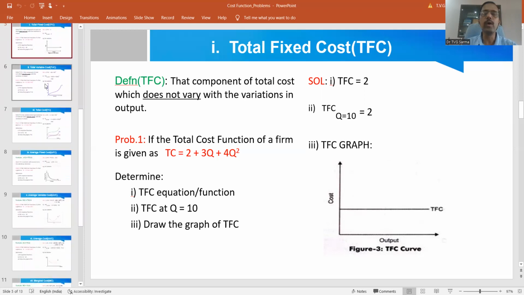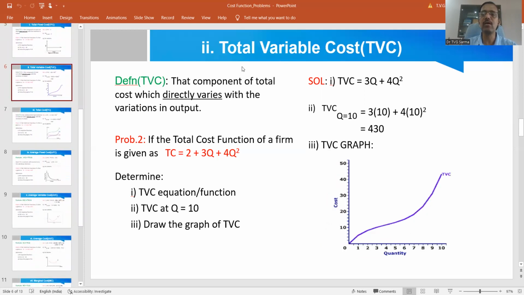Similarly, we can derive what is known as the total variable cost. The second concept is the total variable cost. Now, what does this total variable cost mean? That component of the total cost equation which directly changes with the variation in output. As and when output is changed, that component also goes on changing. This can be illustrated with problem number 2, where the total cost function is given as TC is equal to 2 plus 3Q plus 4Q square. Here we can determine the TVC equation, TVC at Q is equal to 10, and try to draw the graph of the same.